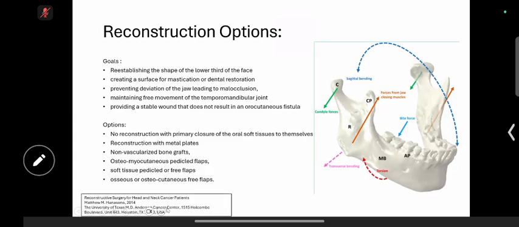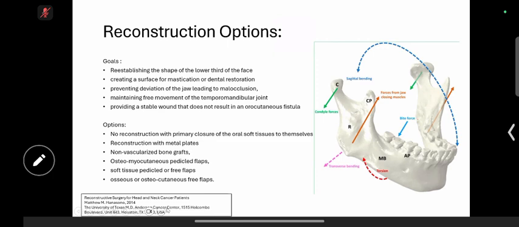Before starting with the reconstruction options, we have to keep in mind that the mandible has multiple forces applied on it, either because of the condyle or bite force: torsional force, transverse bending force, and sagittal bending force. So according to that, we have to choose our goals and options for reconstruction of the mandible.